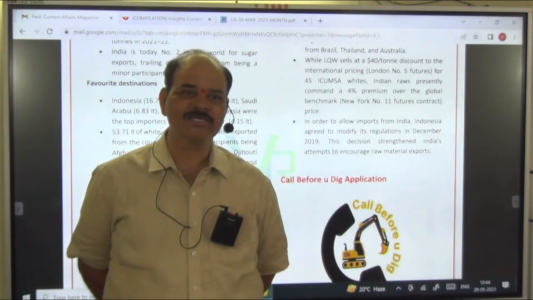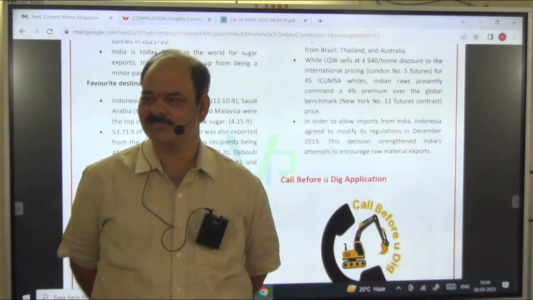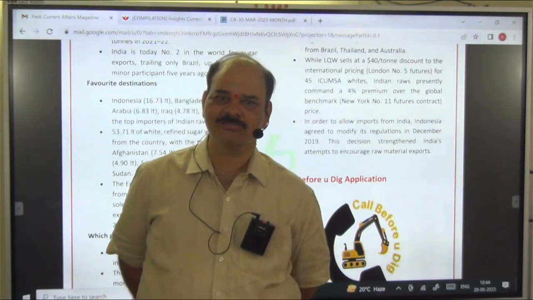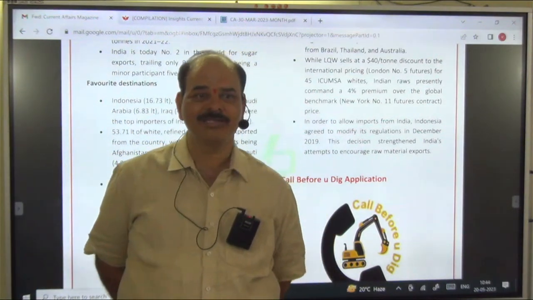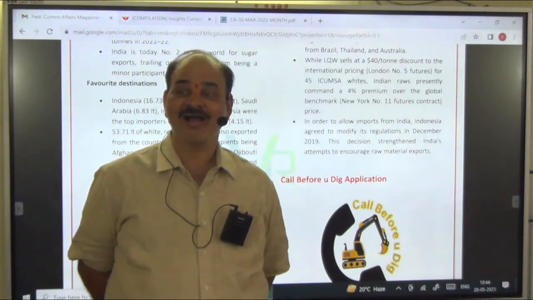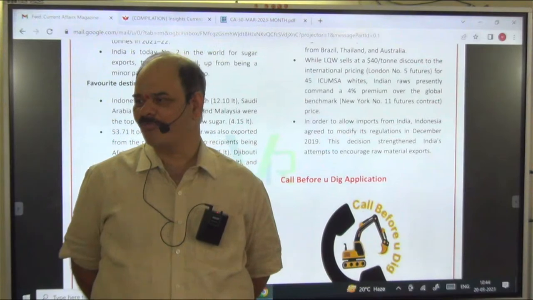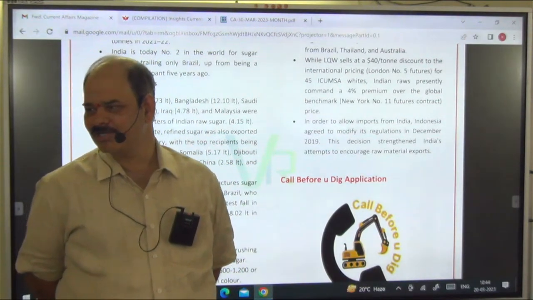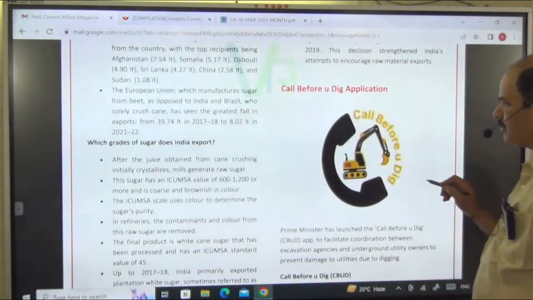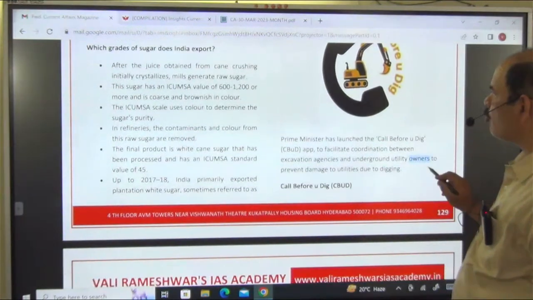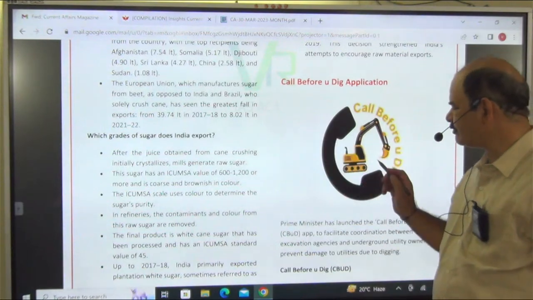See, now what is happening in urban areas? Reliance Jio will dig to lay their lines. Afterwards, routinely, the GHMC will lay the road, a nice road. Afterwards, Airtel will dig. Okay? So to avoid such kind of things, and to have an idea or coordination between different departments, this concept was initiated.